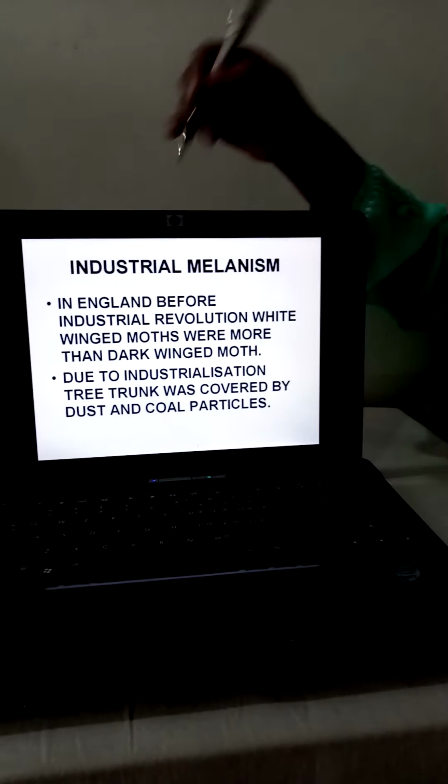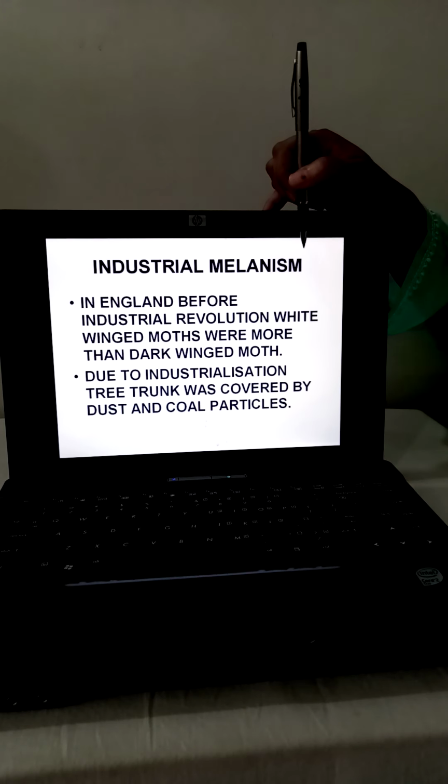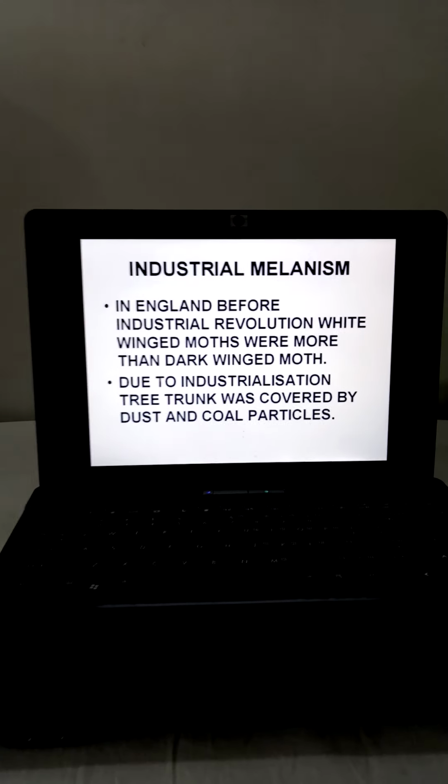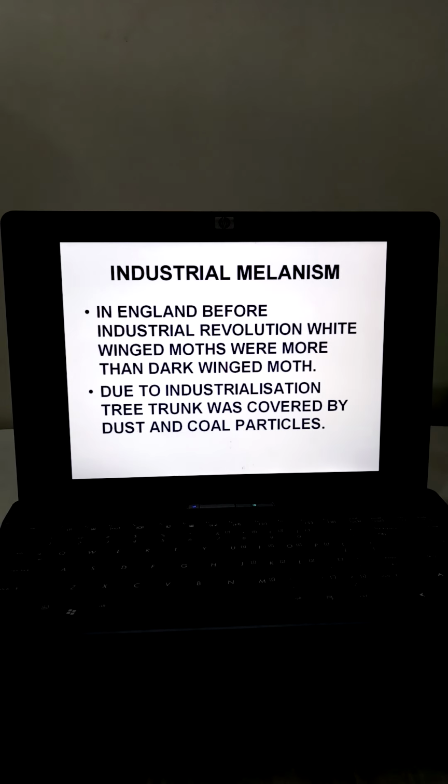One example of natural selection is industrial melanism. Before I read the key points, a small description related to it. This industrial melanism was seen in England. Before the industrial revolution took place, white colored moth and black colored moth, both types of moth were found in the countryside parts of that country. The moth which I'm talking about is Biston betularia.